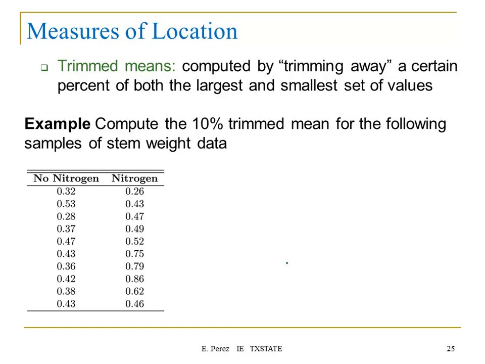So we have two samples. One sample is for no nitrogen and the other one is with nitrogen. So we have 10 units for each sample. There are two different samples. So I want to compute the 10% trimmed mean for the first sample. So if we have 10 units and you want to take 10% from the top and 10% from the bottom of this sample, how many units are you going to leave?